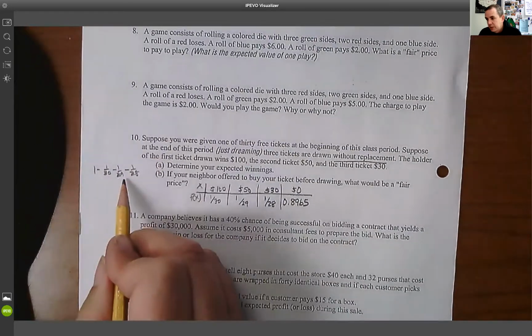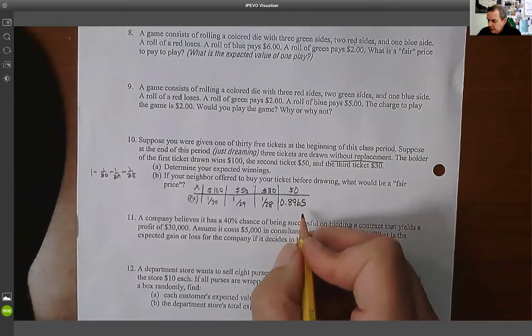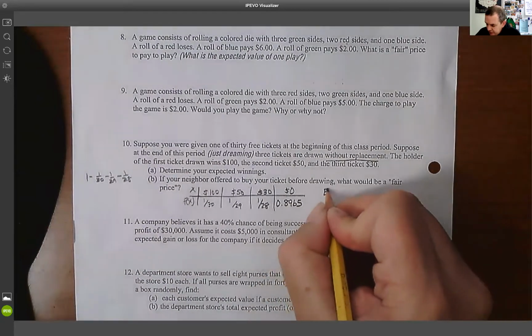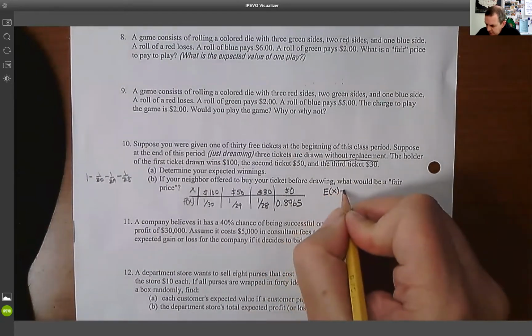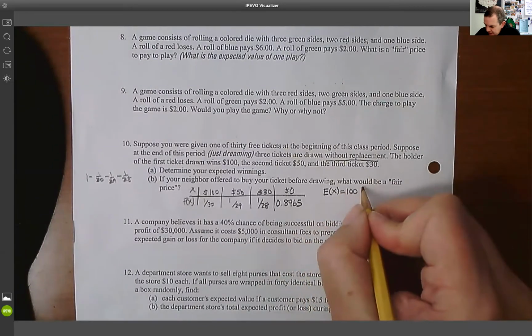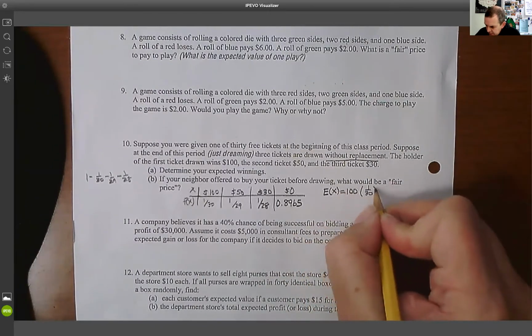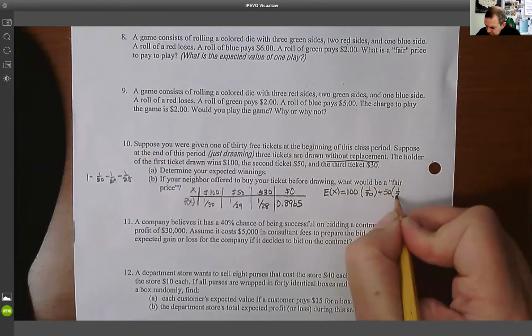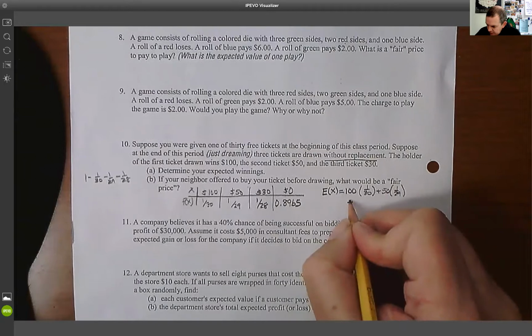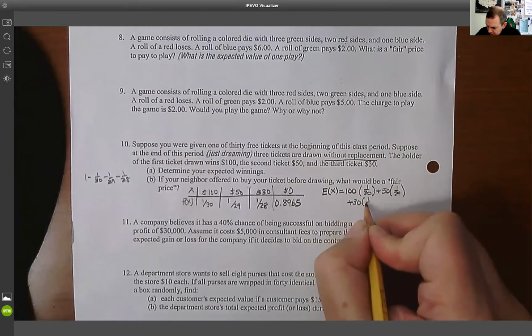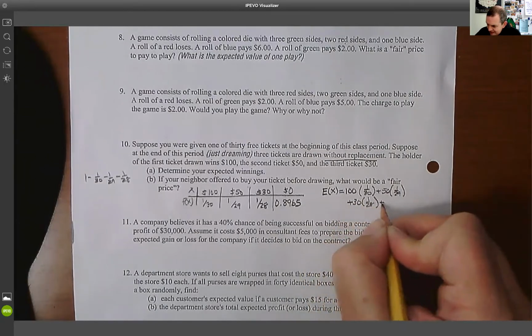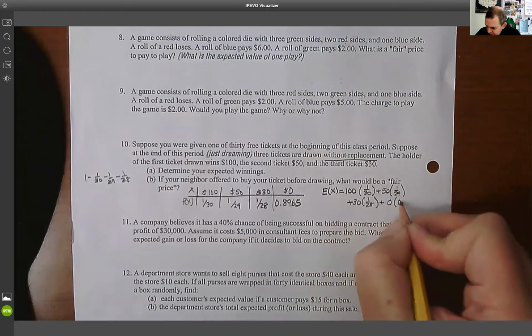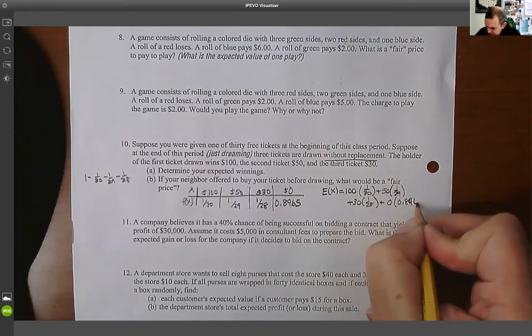1 minus 1/30th minus 1/29th minus 1/28th. So now the expected value of this, what is the expected value? It's the $100 times 1/30th plus the $50 times 1/29th plus the $30 times 1/28th plus technically 0, you don't win, times 0.8965.